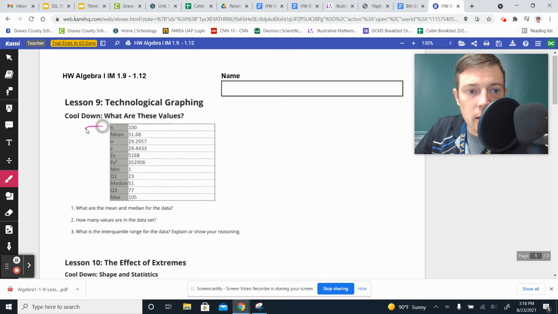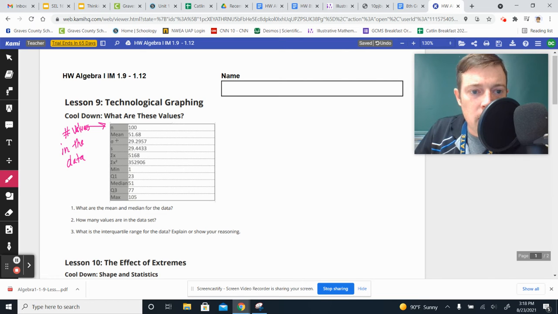One that we talked about is when you see the n, that's just telling you the number that's in the data, the number of values that are in the data. So this had 100 values in it. The mean, obviously, your average.